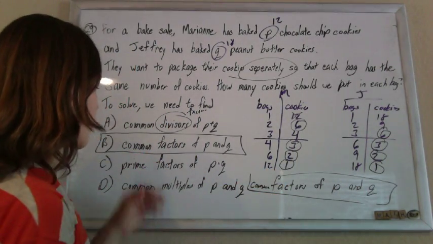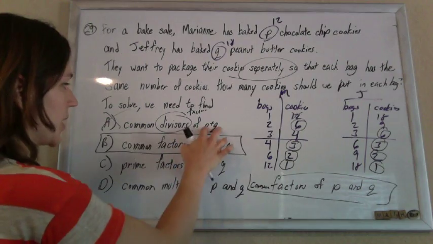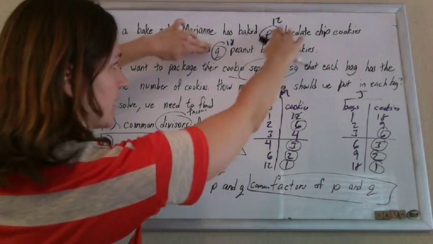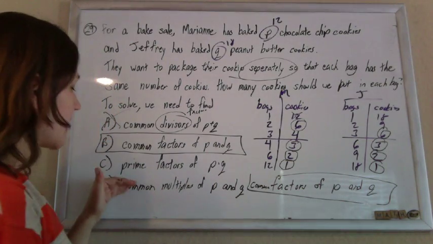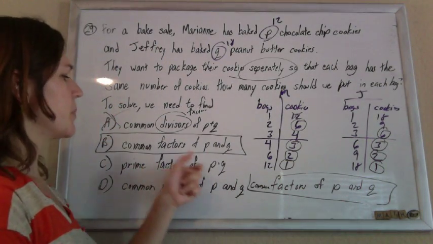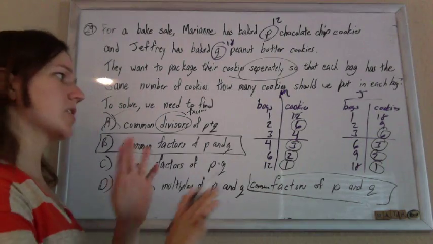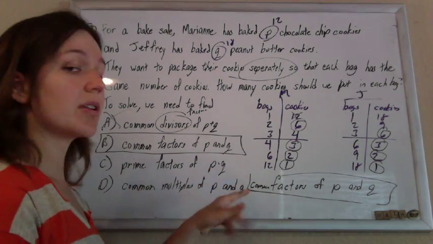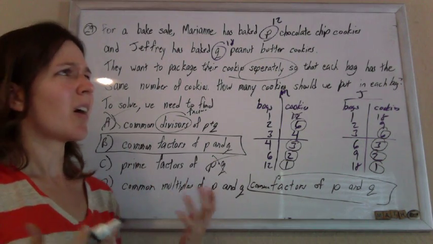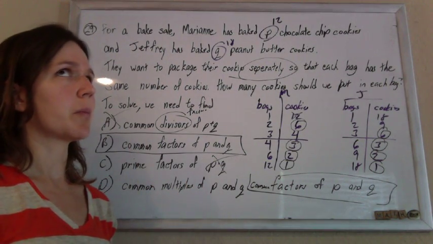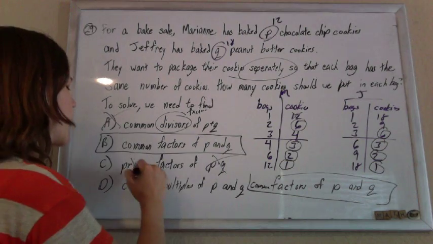All right, so A is out because we never had to add the 12 and the 18 when we were figuring this out. So if you look at C, prime factors of P times Q. Now this one's just out there, right? We never had to multiply P times Q together. And primes, as good as they are, why would we want to only put a prime number of cookies in our bag, right? No.